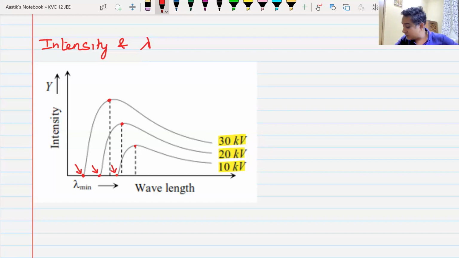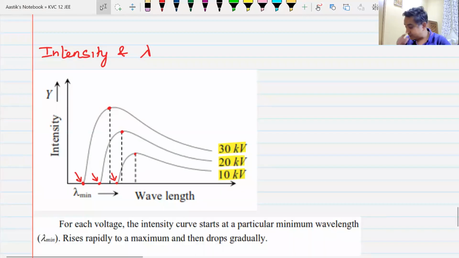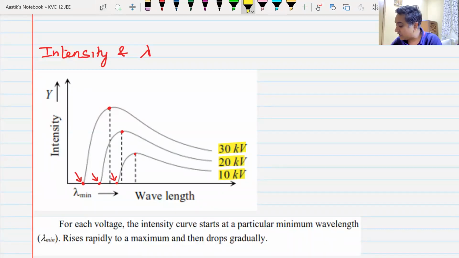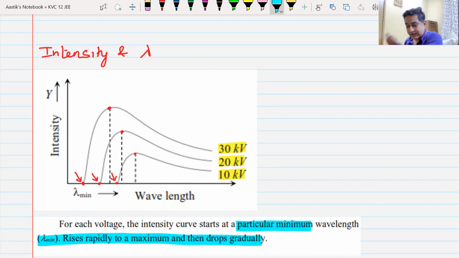Everyone has noted this down? Then you can see for each voltage, the intensity curve starts at a particular minimum value. It rises rapidly, goes to a maximum and then falls, and it goes till infinity because all wavelengths would be emitted. I hope I have made my point pretty clear.